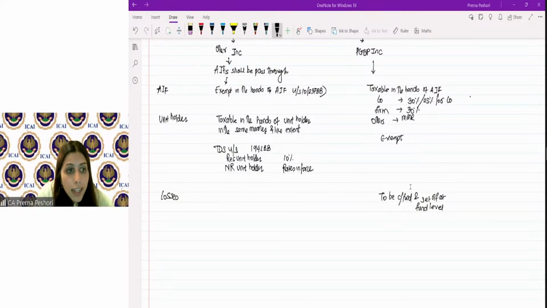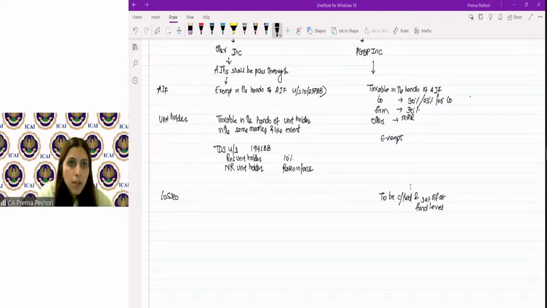If the units are held for at least 12 months, then it cannot be carried forward by the fund, but the unit holder can carry forward and set off the losses if the units are held for more than 12 months. Okay, so if the units are held by the investors for at least a period of 12 months, then the loss will be set off by the unit holder. Are we clear?